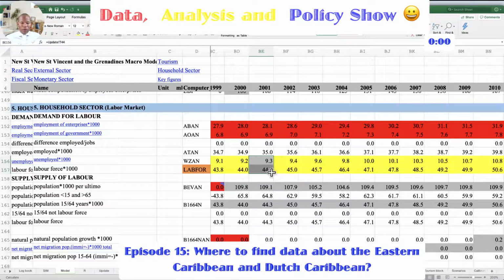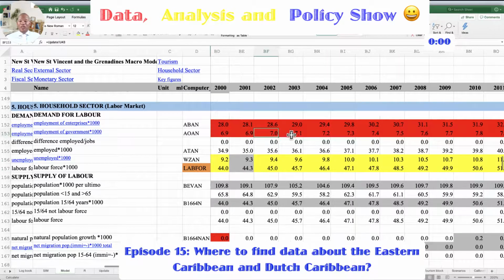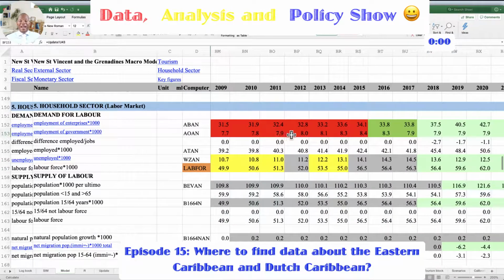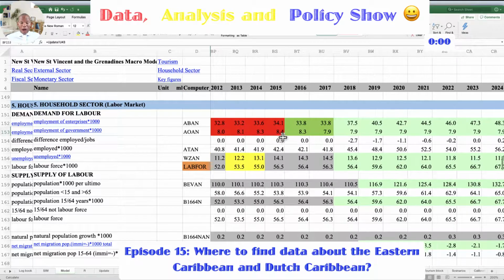Labor force, 44.3 thousand. So when the data is a little bit weak, I just tell you exactly how I created it, what formulas I used and what assumptions. So I'm not a magician that can just make data for you, but I'm an economist, a business owner, investor, and I can show you how I created it.